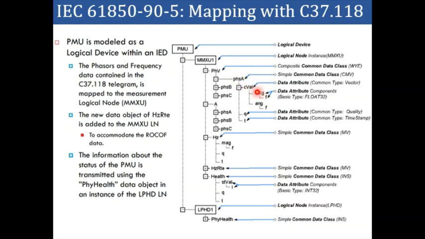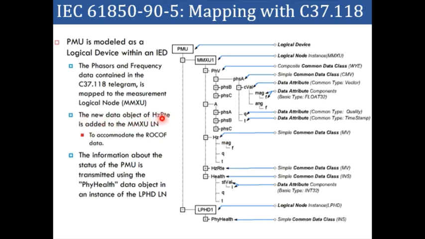have the magnitude as well as angle value of the voltage. Also we will have the quality flag and the time at which the value was generated. This information we will map using the logical node and the various data classes. Similarly, for current as well as the frequency, the information is mapped.